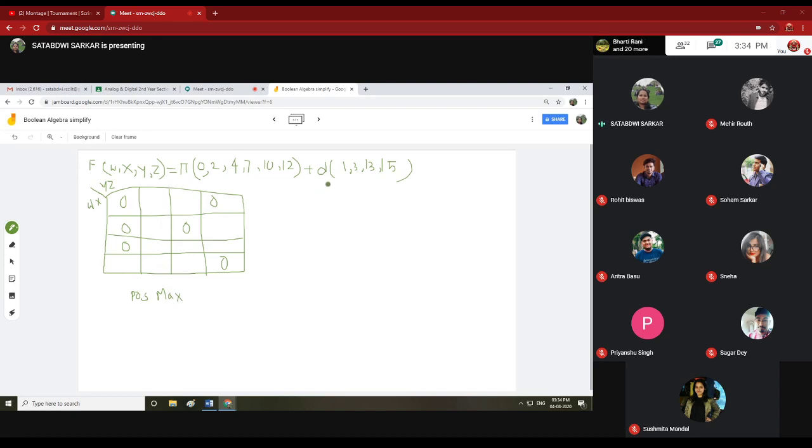Now we have to put the don't cares for 1, 3, 13, 15. Position 1 is a don't care, position 3 is a don't care. Where is 13? 8, 9, 10, 11, 12, 13. This is a don't care and this is 15. Bad handwriting.